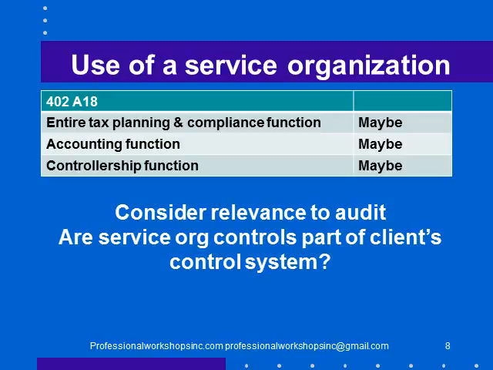Now, some other examples, outsourcing the entire tax planning or compliance function, outsourcing the entire accounting function, outsourcing the controllership function. Well, then the answer is maybe, that it might be that we're now lacking some internal controls because we've outsourced them and they exist only in the service organization. So the auditor has to say, is this relevant to the audit, and have the service organization controls become part of the client system? And that is unusual and rare, so we're not going to come across that terribly often.